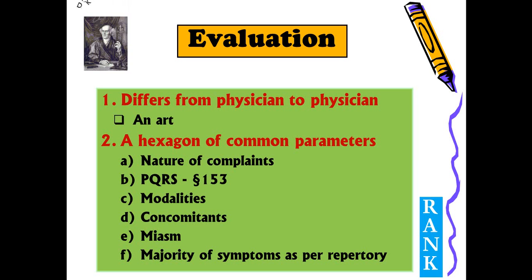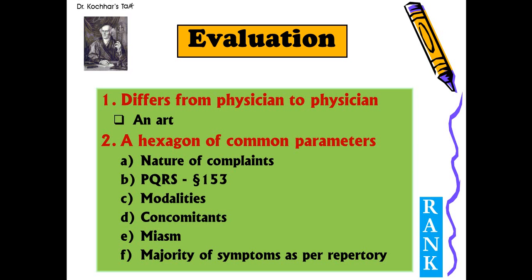Second is peculiar, queer, rare and strange symptoms, PQRS symptoms. That is aphorism 153, in which Hahnemann has said that it is most important to catch the peculiarity of the case, how it is different from others, and prescribe on the basis of that. So that is a feature. Modalities is also a very important feature, and so is concomitant.